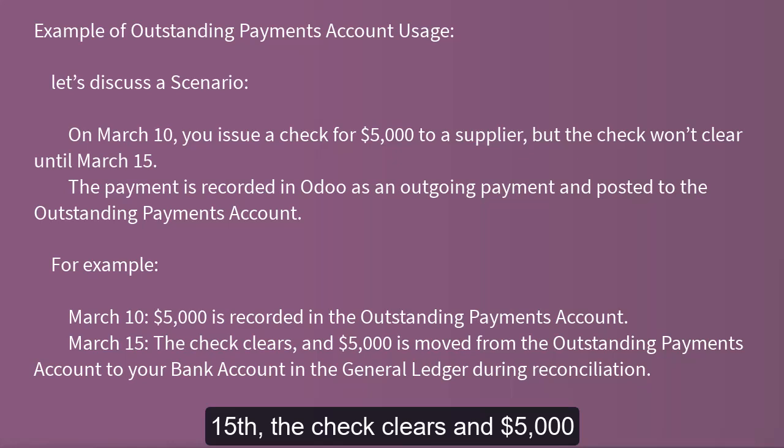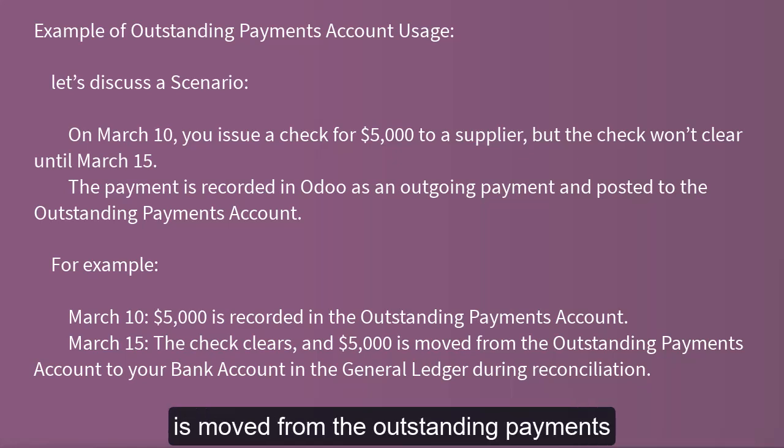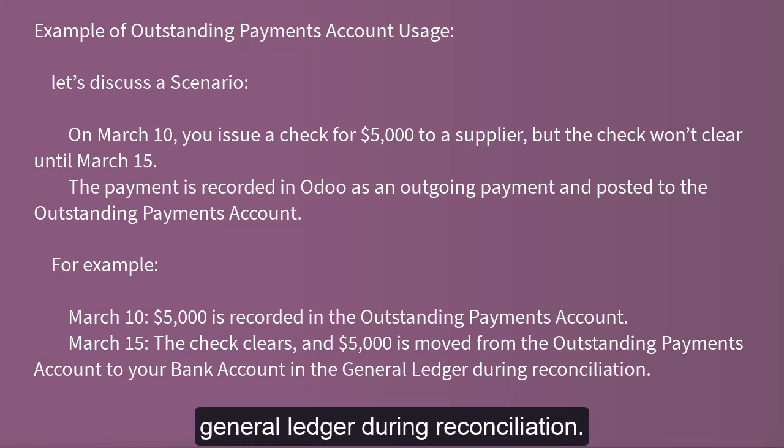March 15th, the check clears and $5,000 is moved from the Outstanding Payments account to your bank account in the general ledger during reconciliation. Check printing.